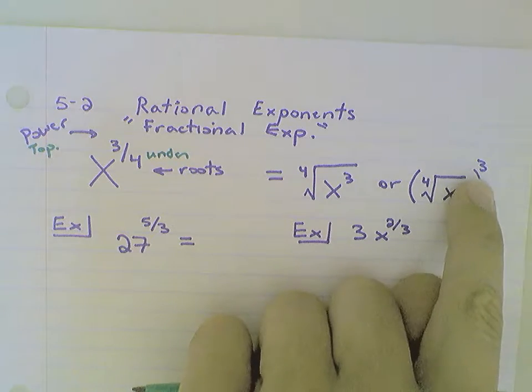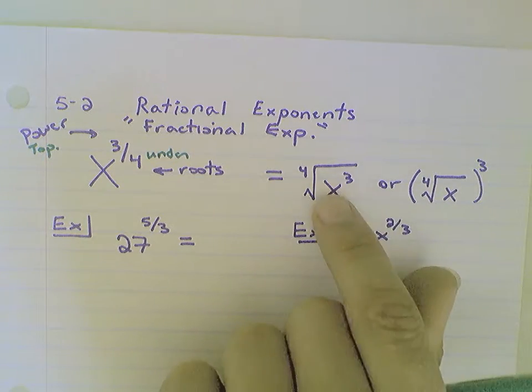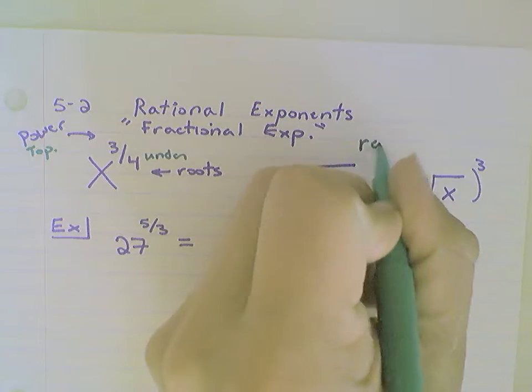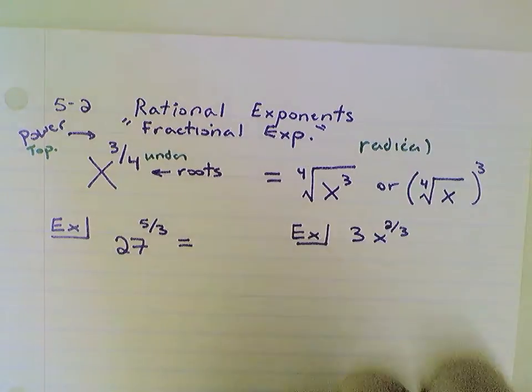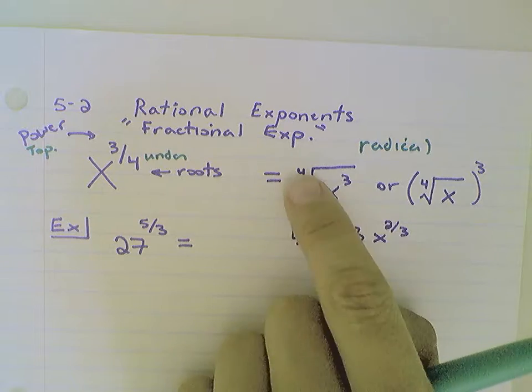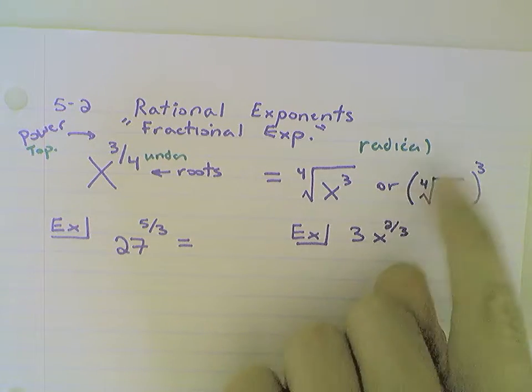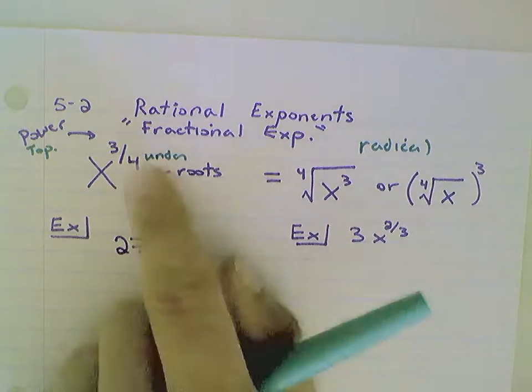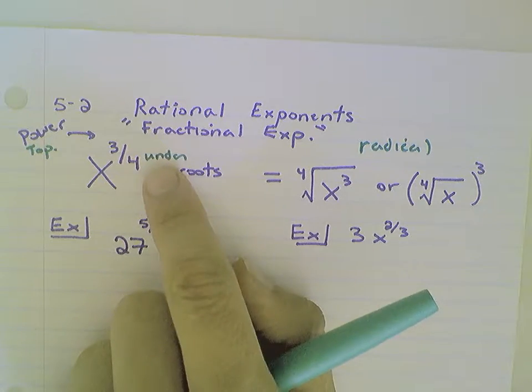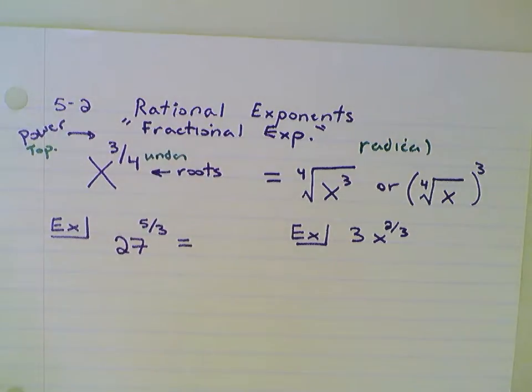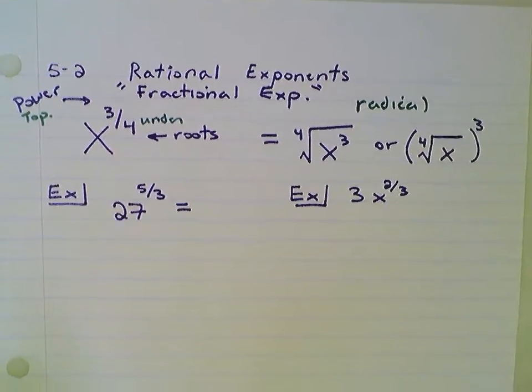So when I rewrite it in radical form, you'll notice that it doesn't matter whether I write the power first, then the radical, or the radical first, then the power. The only thing that matters is that the 3 is the power and the 4 is the root. Now we can use this idea to evaluate different numbers.